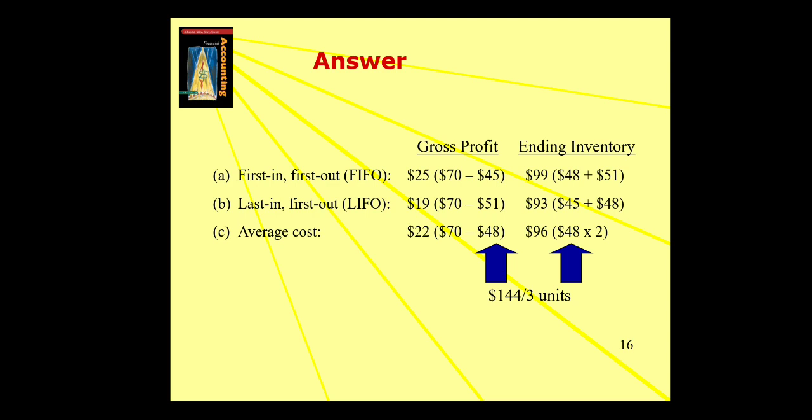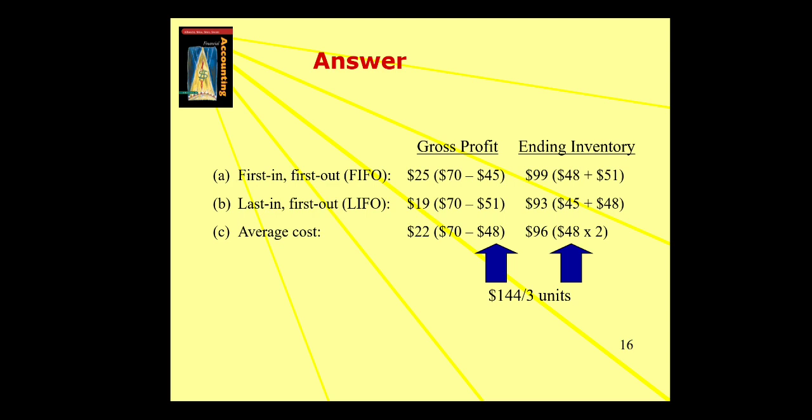If the business uses first in, first out, the gross profit is $70 minus $45. $45 is the cost of goods sold. With first in, first out, the $45 is the first inventory that goes in. Check the previous slide: the first inventory that goes in on the 8th of February is at a cost of $45. So the first inventory in goes out first, and that's why the gross profit is $25.